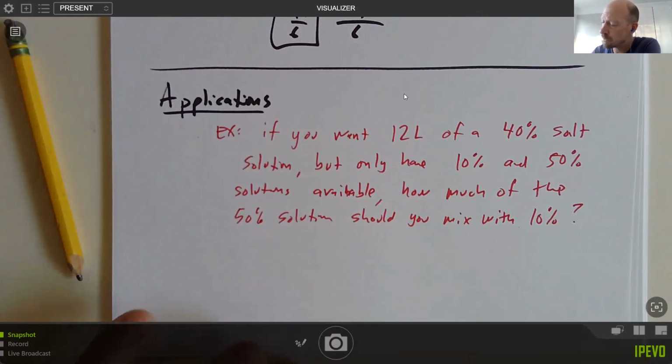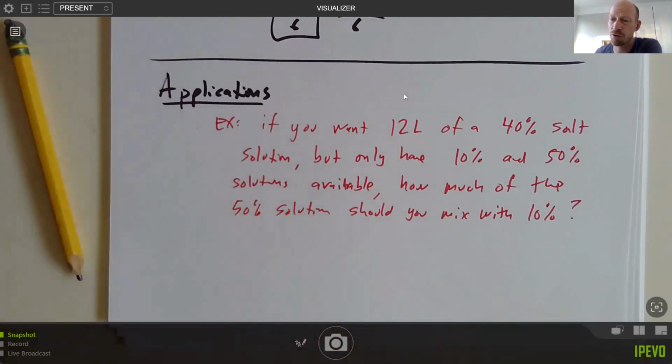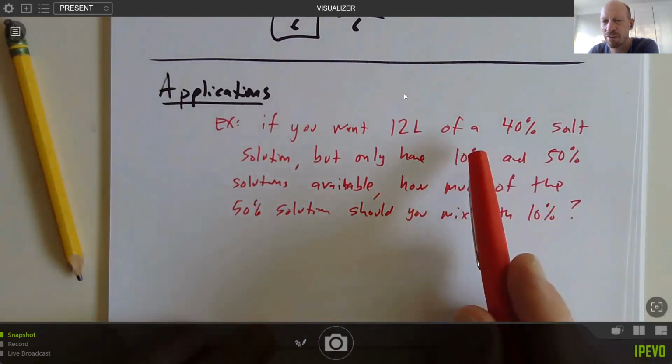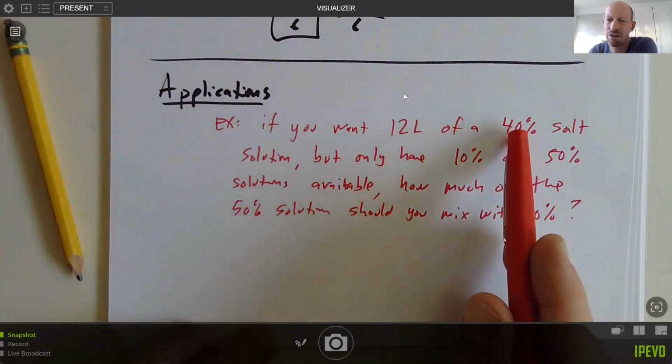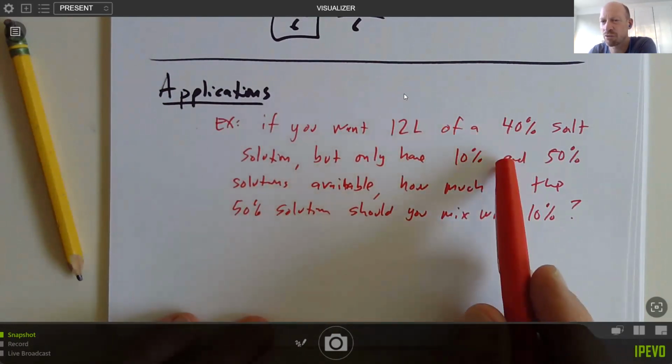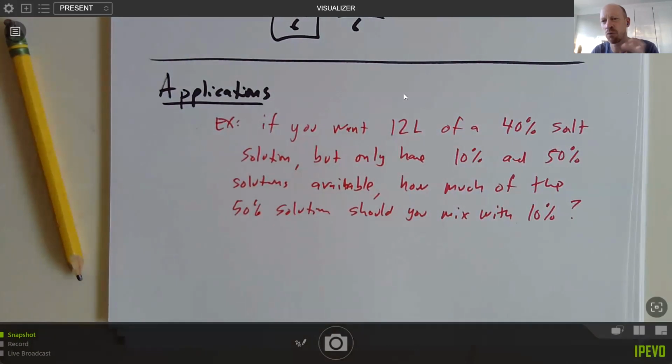So the first thing that we want to do, of course, is make sure we understand the problem. And so that's what I was talking about. You know, we're going to mix some of the 50 and some of the 10 to make a certain amount, 12 liters of this 40% solution. So I have a rough idea of what's going on with the mixing. So that's first, make sure you understand the problem.